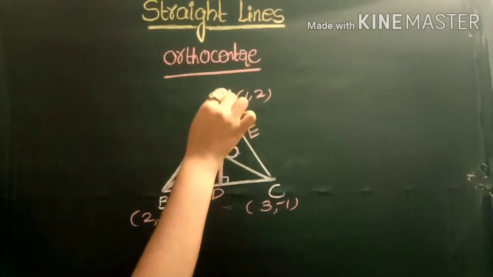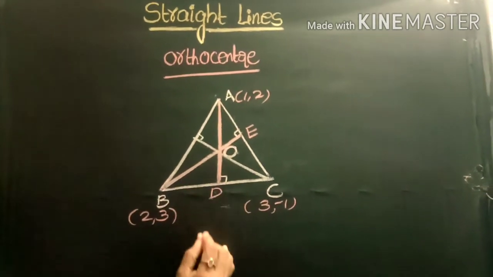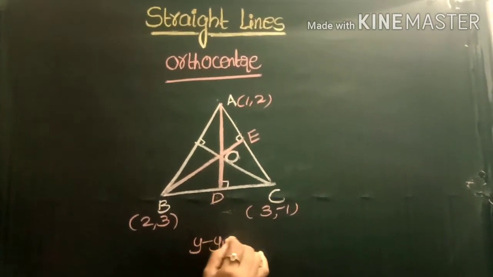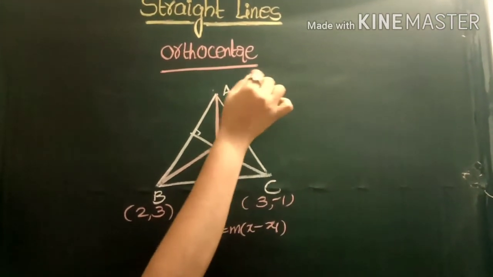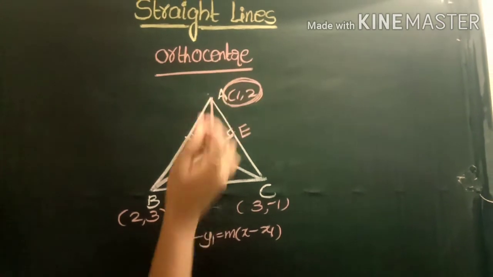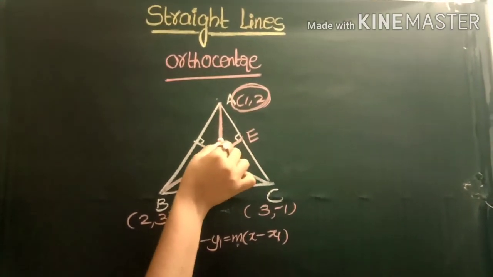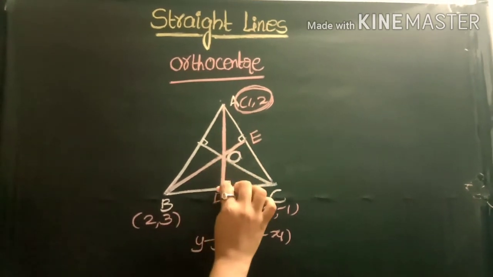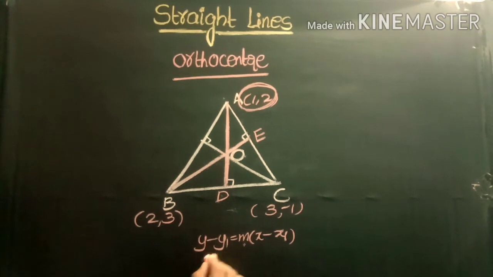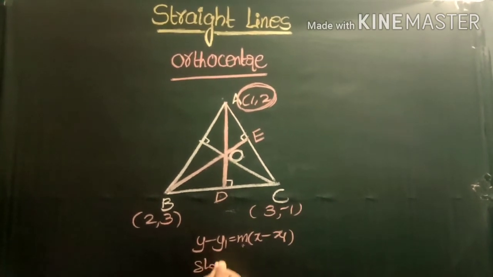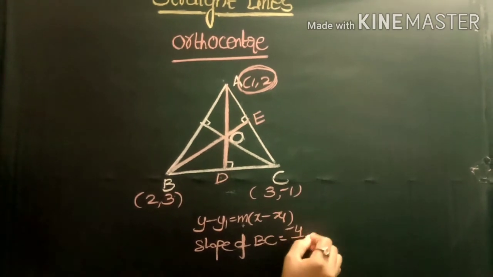So here I find the equations of AD and BE. To find the equation of AD, we use the formula y minus y1 is equal to m into x minus x1. Here (x1, y1) is a point on the line, meaning we take the point (1, 2). What is the m value? m is the slope of AD. What is the slope of AD? To find the slope of AD, first we take the slope of BC. What is the slope of BC? Here the slope of BC is equal to (y2 minus y1) by (x2 minus x1), which returns the value -4.